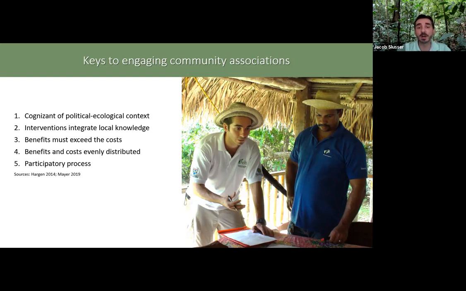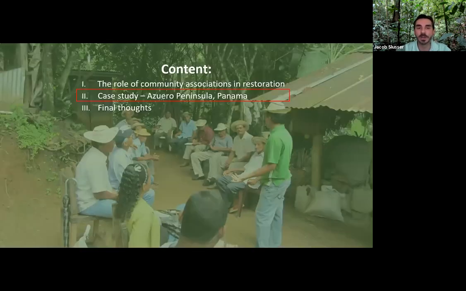And that the benefits and costs must be evenly distributed, and that the most vulnerable people really need to be a priority in terms of being protected and helped. And then finally, an inclusive participatory process is really needed so that local people have a high level of autonomy in adapting or defining their own management and solutions, right?